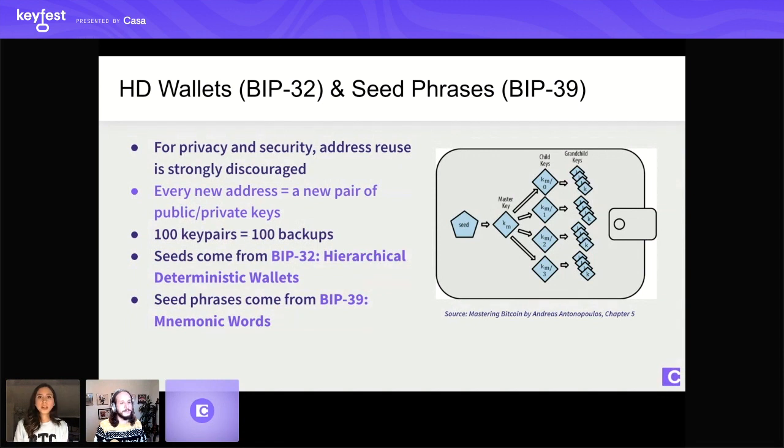But one of the most important things is now you can deterministically recreate wallets from a single seed. So you no longer have to back up every single pair of keys you've ever generated. You just need that one seed. Shortly afterwards, another proposal called BIP39 was made to map seeds to a set of mnemonic words. And this is how you get those seed phrases that you're probably familiar with if you've ever set up a hardware wallet.